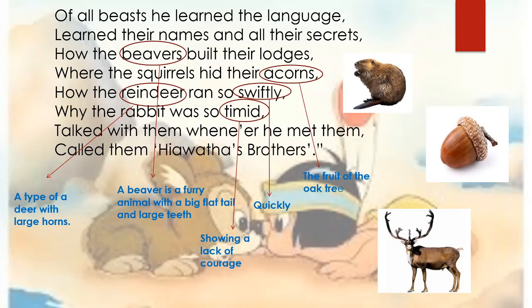He could talk with them whenever he met them, and he called them Hiawatha's brothers.